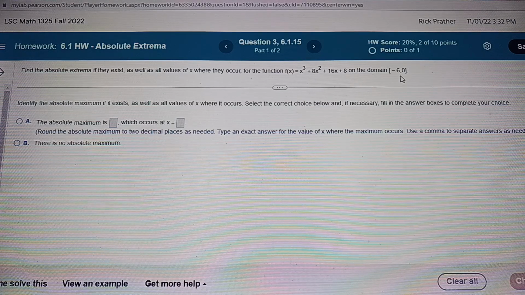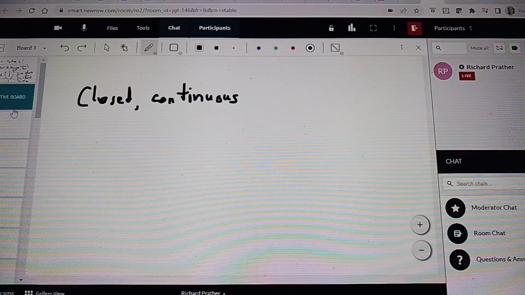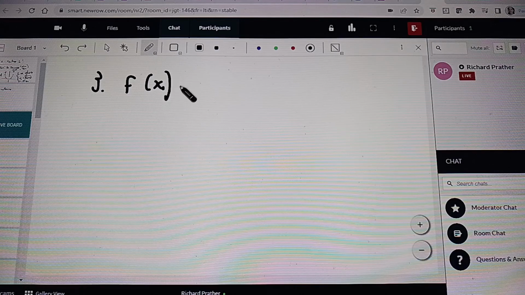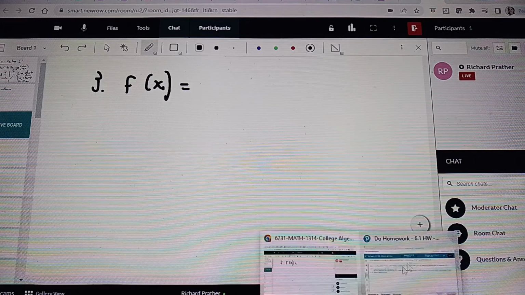And there could be multiple x's that create those, or maybe there's just one x that creates each one. But we're guaranteed to get one of each for sure now because we have a closed interval on a continuous graph. So first thing I'm going to do in number 3 is we got to find all the critical numbers just like we did back in chapter 5. That's always the key to a lot of this.